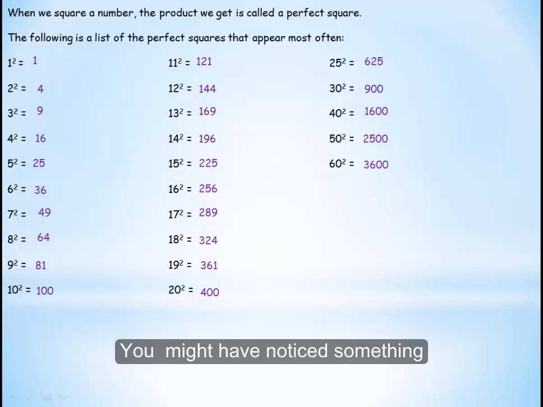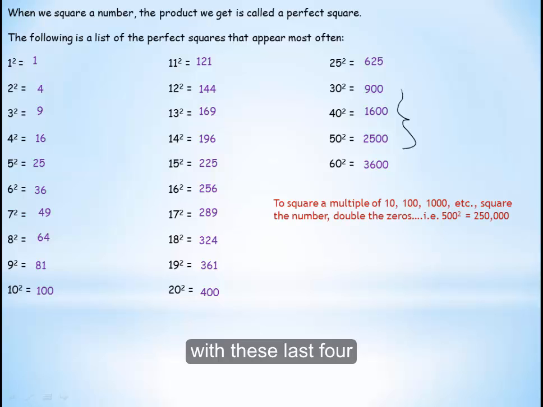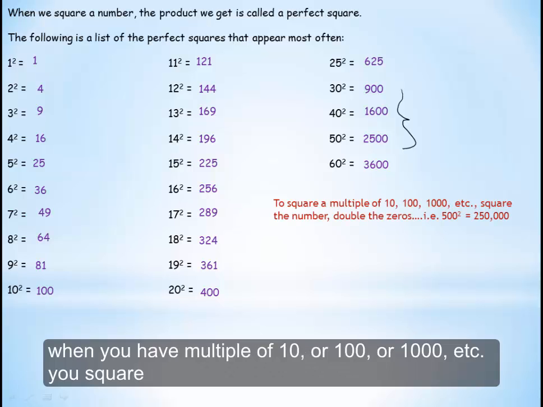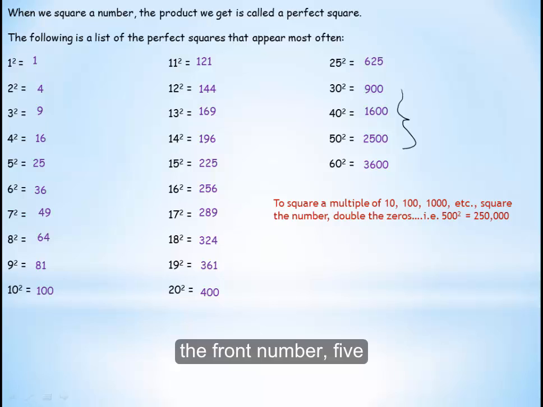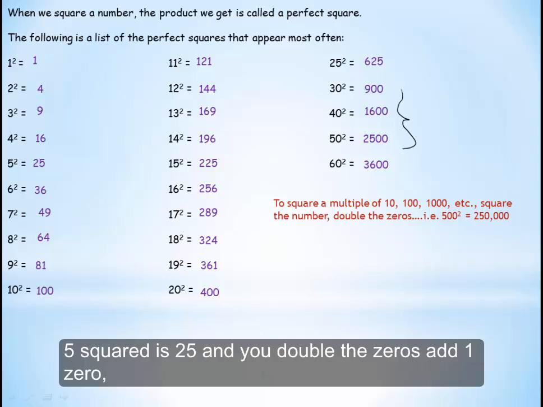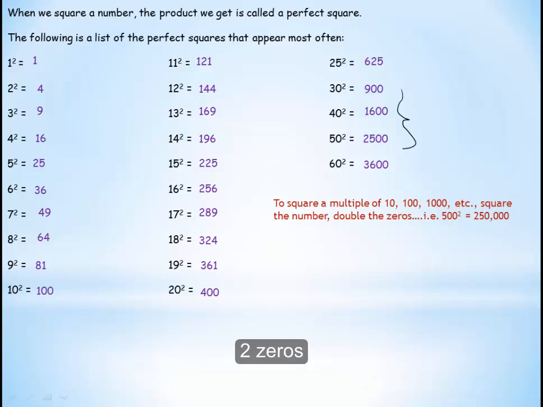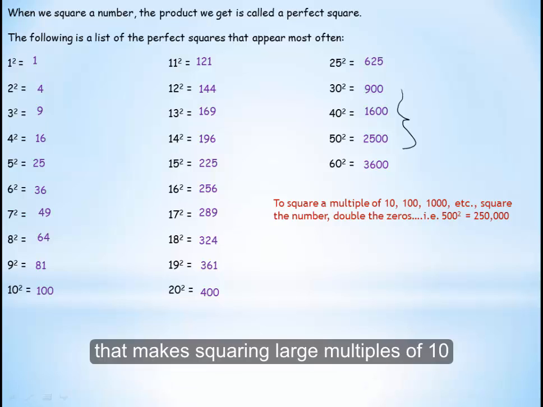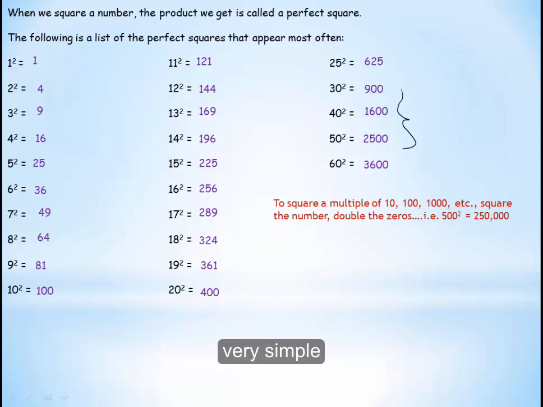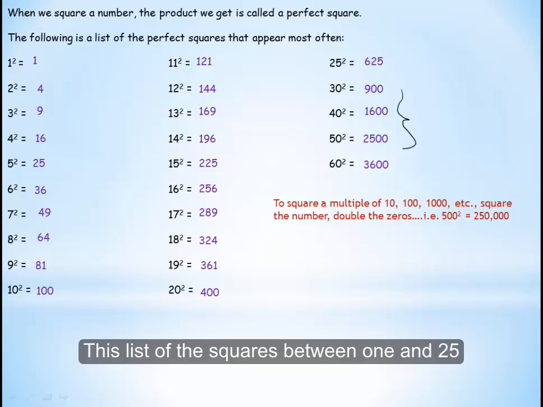Now you may have noticed something with these last 4. When you have a multiple of 10 or 100 or 1,000, etc., you square the front number, 5. 5 squared is 25, and then you double the zeros. Add 1 zero, 2 zeros. That makes squaring large multiples of 10 very simple. This list are the squares between 1 and 25.